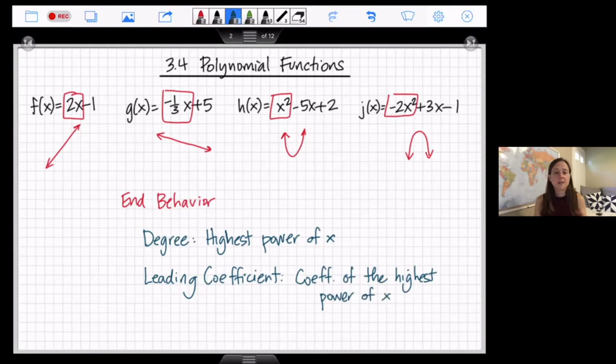Okay, for f of x and g of x, positive and negative tells you it's got a positive slope or it's got a negative slope. For h and j of x, positive leading coefficient stuck to the x squared meant it was opening upwards. A negative leading coefficient means it's opening downwards. Okay, so with just looking at the degree and the leading coefficient, we can tell what the end behavior of the graph is going to be.